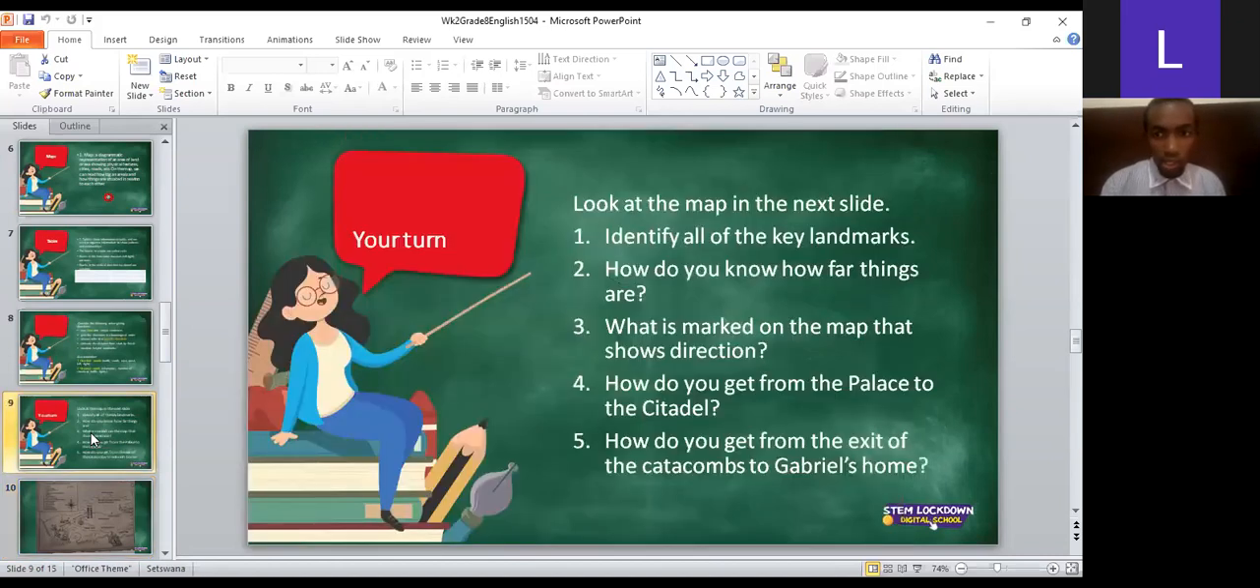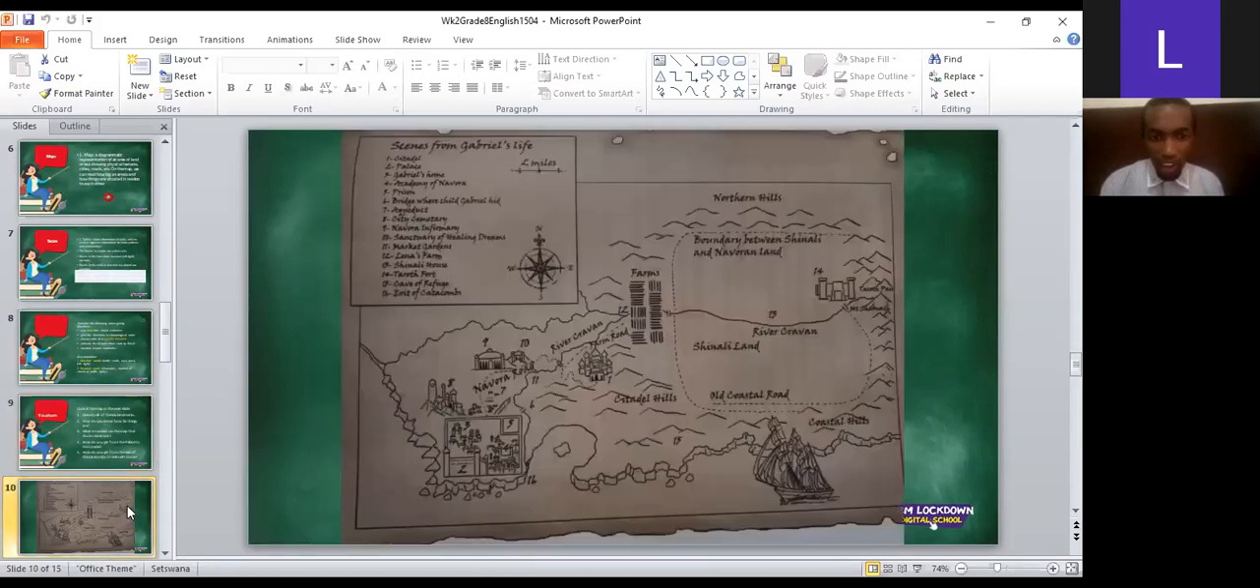The next question is, how do you know how far things are from each other? If you look from the map, how do you know how far any place is from the other place in the map? Is there a way we can know? Okay, you say by distance. Some say by line scale. It has a scale. Yes, you are right.